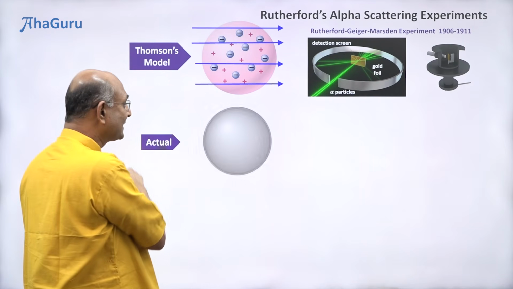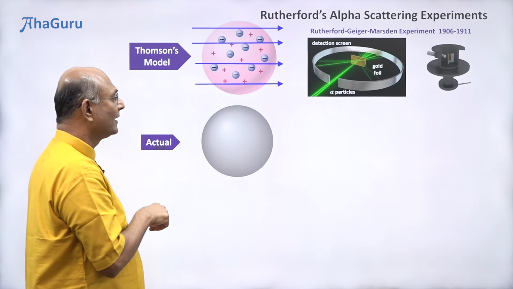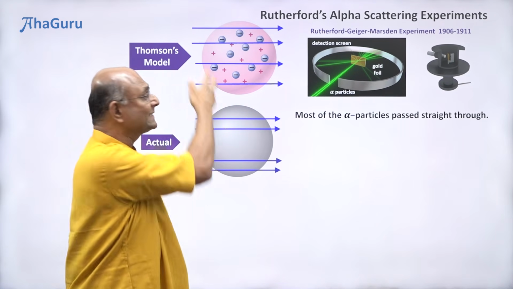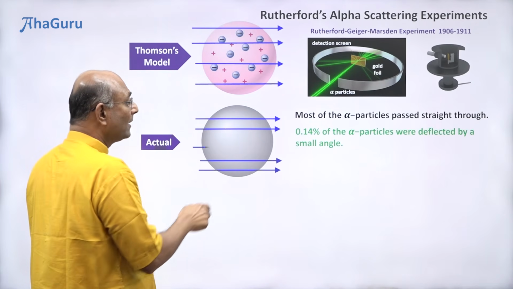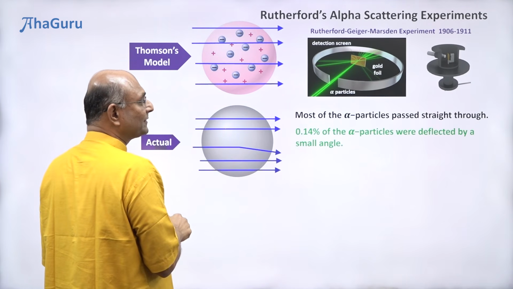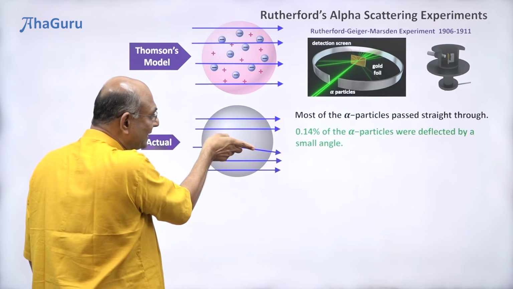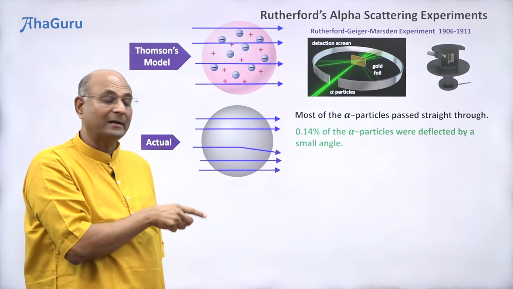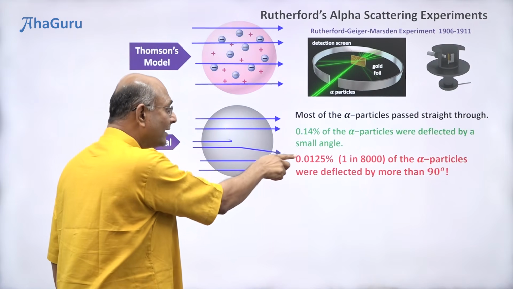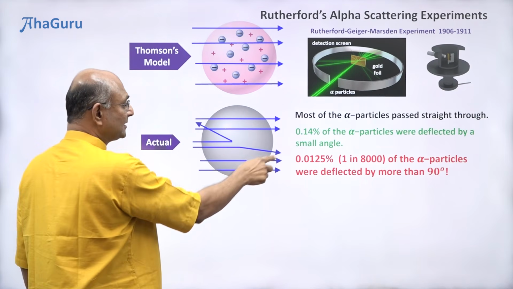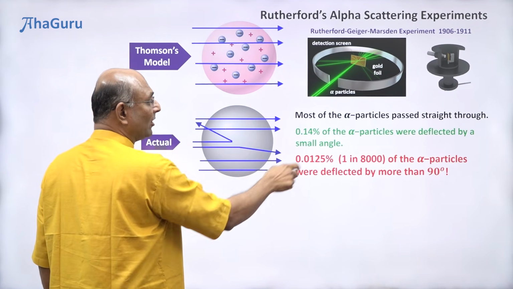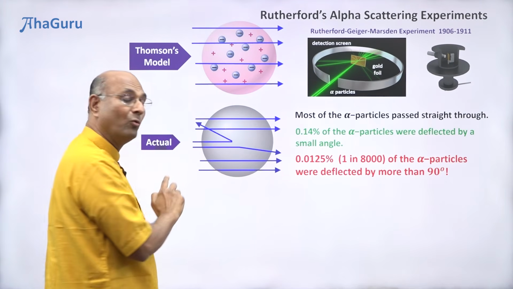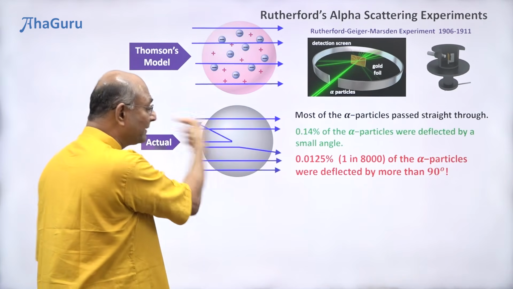But the actual results were quite interesting. What they found was that most of the alpha particles did go straight through as expected, but 0.14% of the alpha particles were deflected by a small angle. And 1 in 8,000, which is 0.0125% of the alpha particles, were deflected by more than 90 degrees, some of them even backwards.